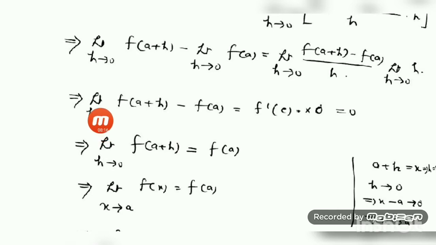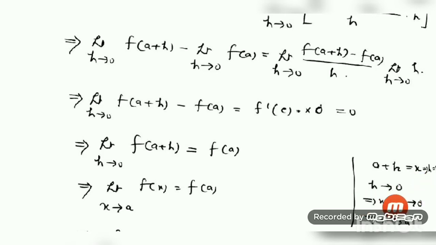So what have we got? Limit h tends to 0, f of a plus h is equal to f of a, because the right side is 0; if I bring this to the right side, it becomes f of a. Now if I want to find the general definition of limit, let us substitute a plus h equal to x. Then h will be equal to what? x minus a.